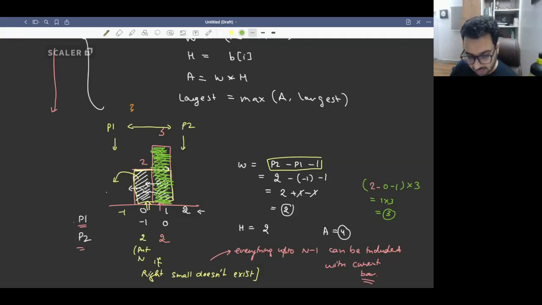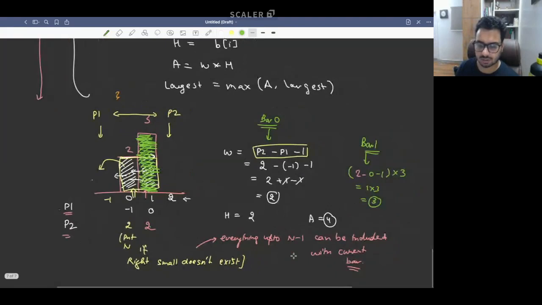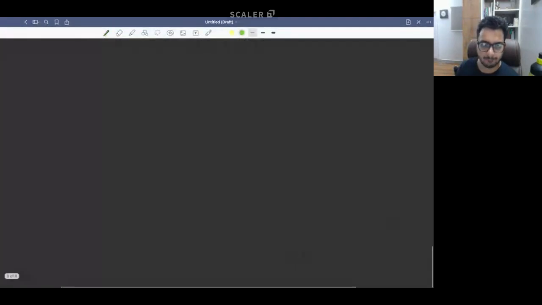If I say I will include the 0th bar, I get an area 4. If I want to include the first bar, which is of height 3, I get an area 3. Right? Tell me, does this make sense? This is for bar 1 and this is for bar 0. It will work, right? For all bars. Fine.